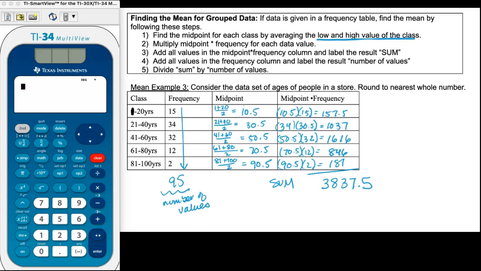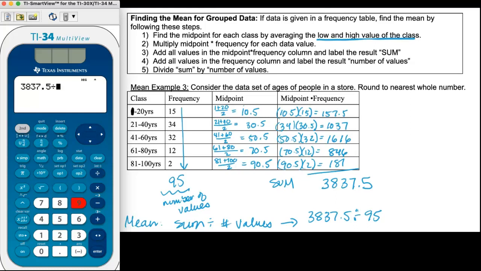And remember, when we want to find the mean, we just take the sum. So the mean is the sum divided by the number of values. So we're going to do that. We're going to take 3,837.5 and divide by 95. I think I said 75, I meant 37.5 divided by 95. And then we get a mean.